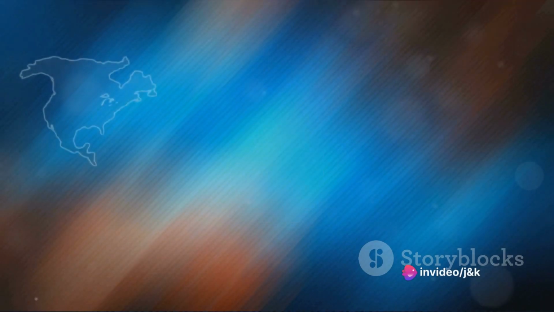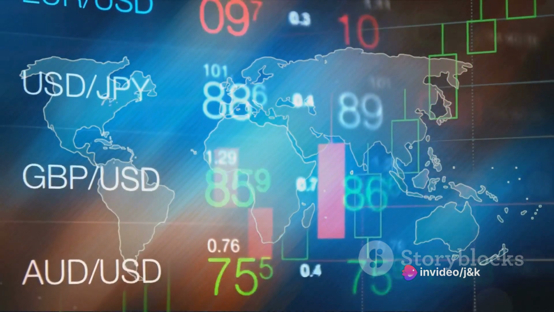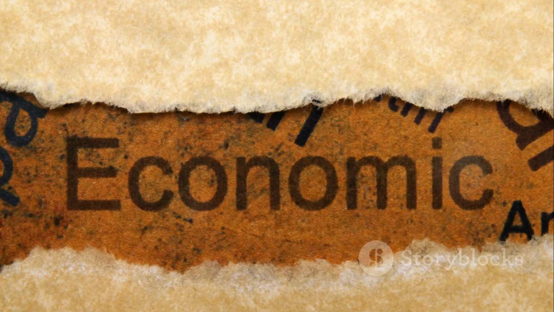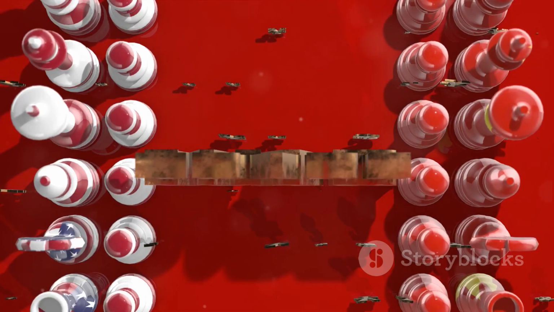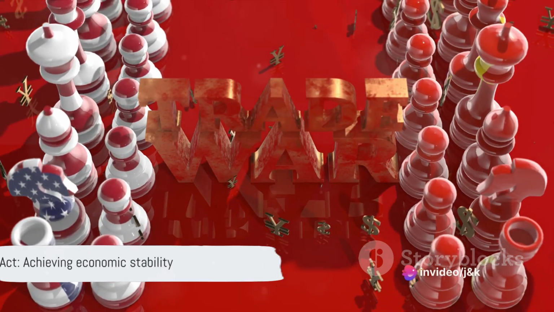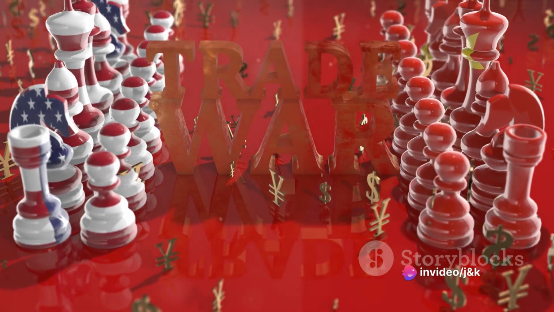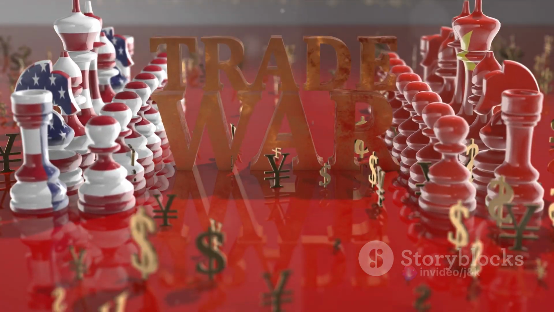On the other hand, a surplus in the balance of payments means the country earns more than it spends. This might seem like a good thing, but a persistent surplus could also lead to economic problems, such as inflation. So the aim is to achieve a balance. Not too much deficit, not too much surplus. Just like the balance you aim for in your personal finances.